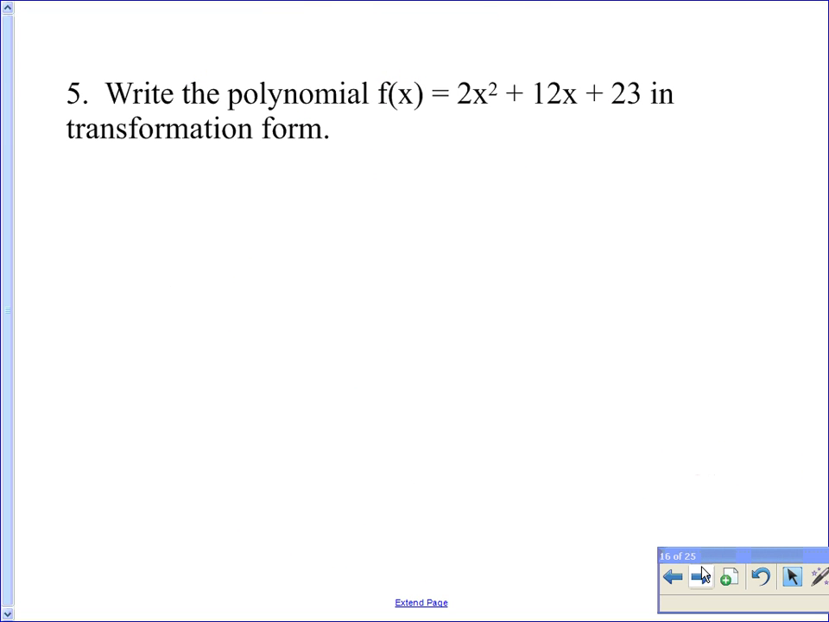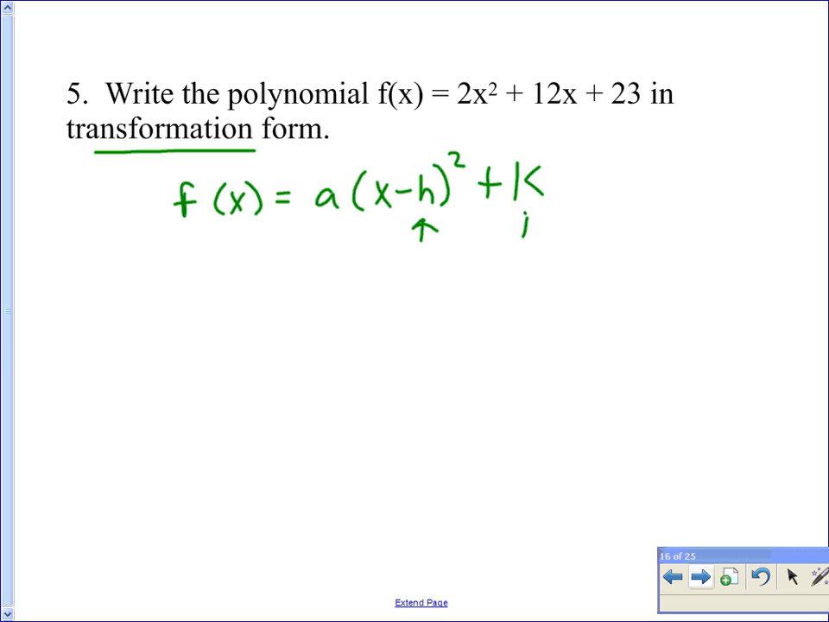All right, we have one more example, and we're going to write this polynomial that's in polynomial form in transformation form. Okay, so transformation form means completing the square. Last time I did this by completing the square. This time I'm going to do it by finding the vertex. So if we're writing it in transformation form, it is going to be this.